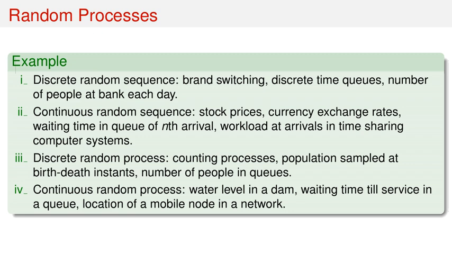For continuous random processes, continuous time, continuous state space: the water level in a dam over time, the waiting time until service for a customer arriving at any point in time in a queue, or the location of a mobile node in a network as it moves continuously.